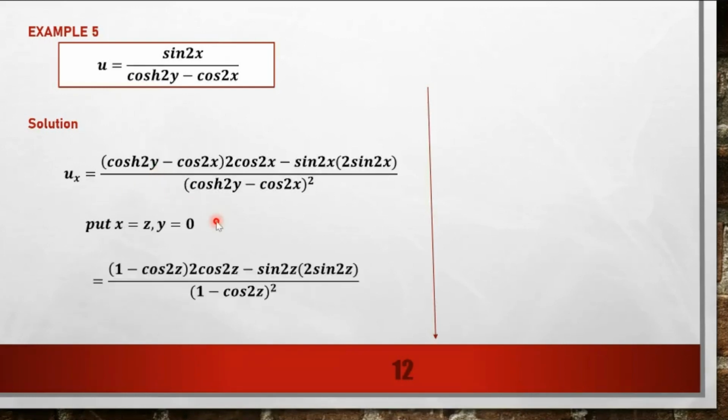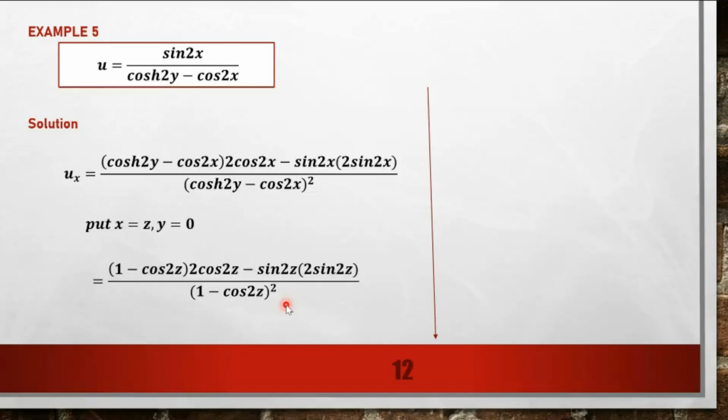I'll substitute that. Cos hyperbolic 0 is 1, cos 2z, 2 cos 2z, sin 2z, 2 sin 2z, 1 minus cos 2z, the whole square. ठीक है? I've just used u by v and then replaced x by z and y equal to 0. Now open the bracket and simplify. Okay, till that we have not done any simplification. ux के बाद पहले हम x को z, y को 0 पुट करेंगे ताकि it reduces to a simpler form.